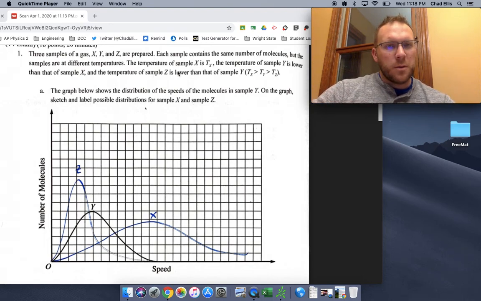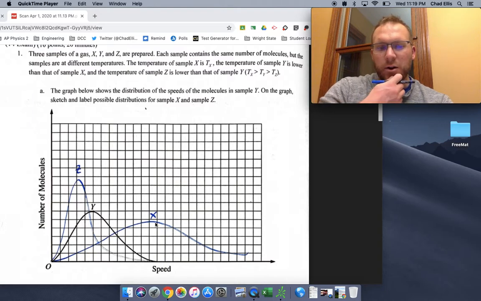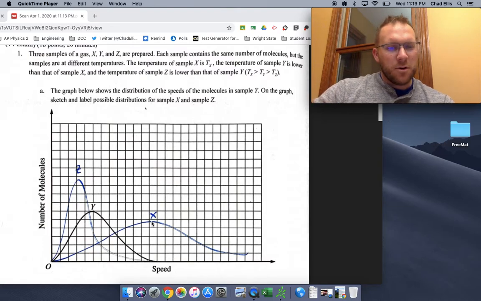So temperature X is Tx, temperature of sample Y is lower than that of X. So the average kinetic energy then should be lower. So it should have a lower average speed because all three gases have the same amount. This area under the curve for all of them should be the same, right? So that's why you're going to see X have a greater speed. It has a higher temperature, so it should have a higher average kinetic energy, but the curve should be lower. Very fitting for our current situation, right? Flatten that curve as the temperature goes up.